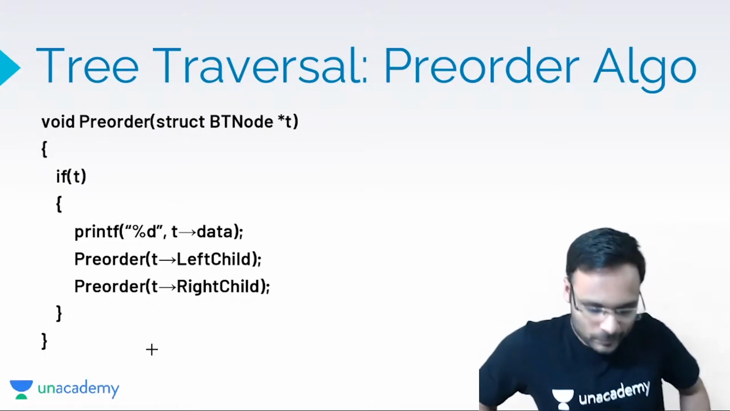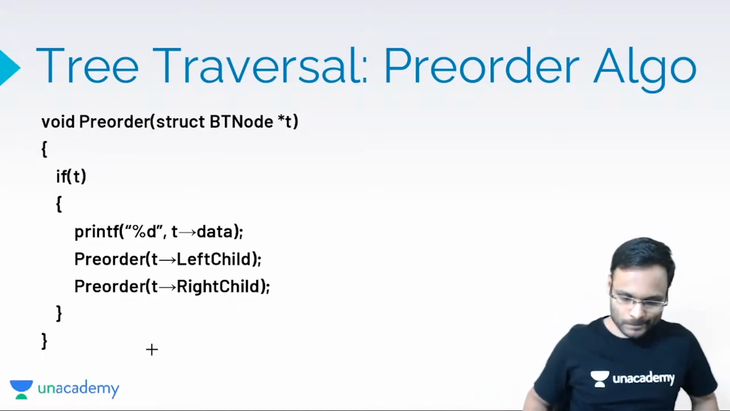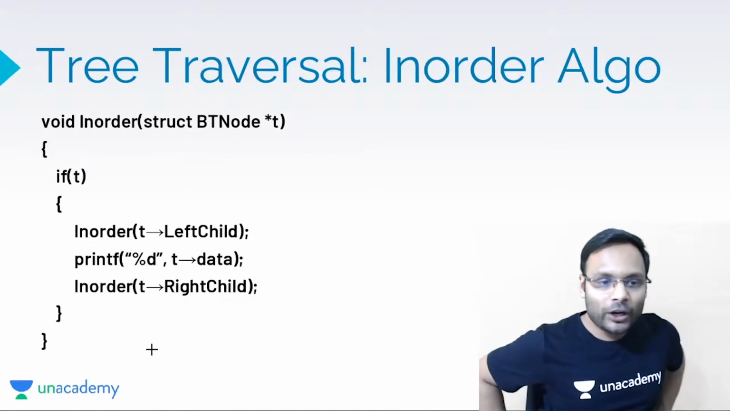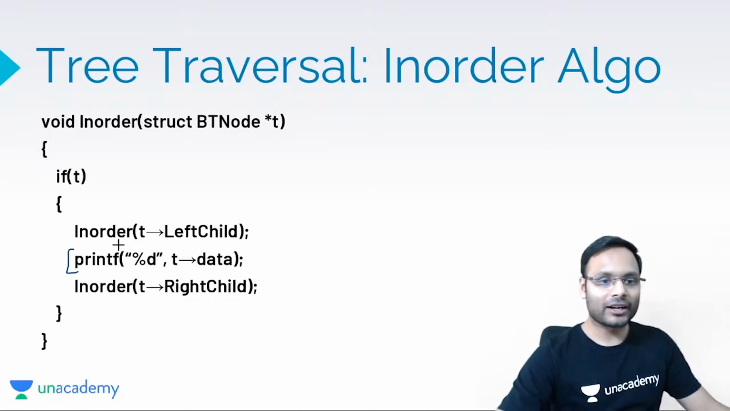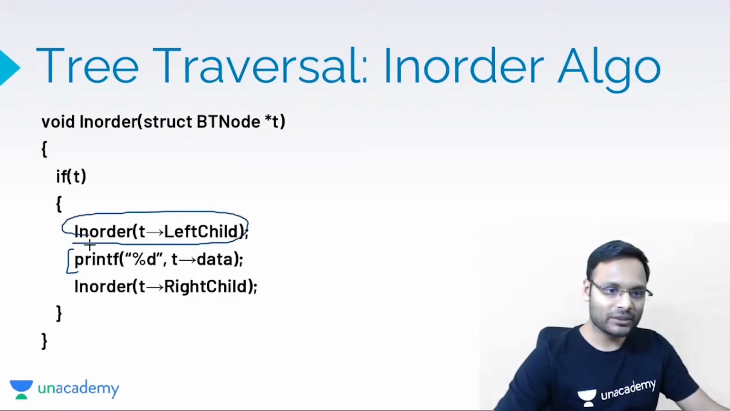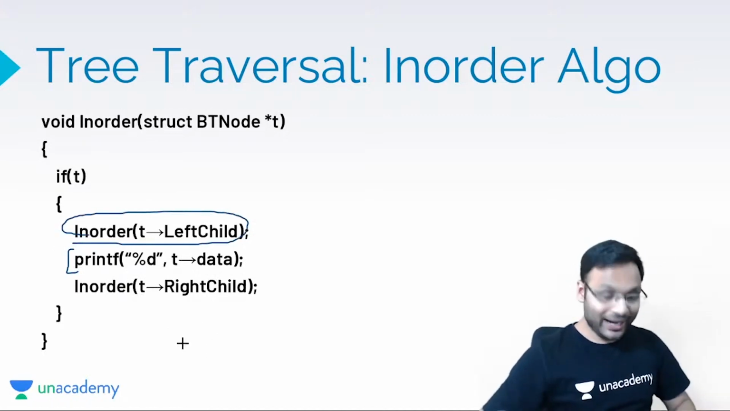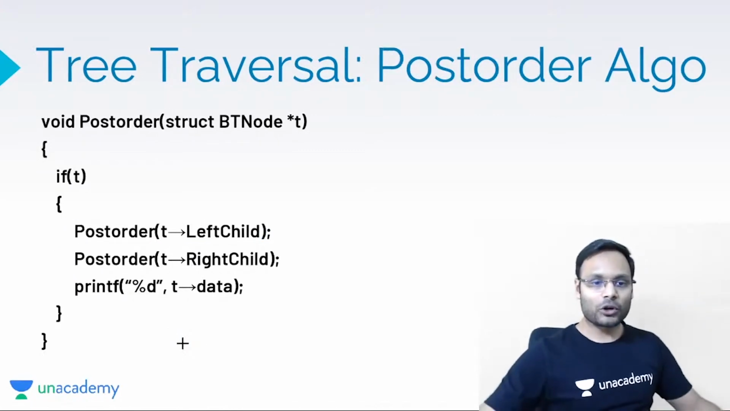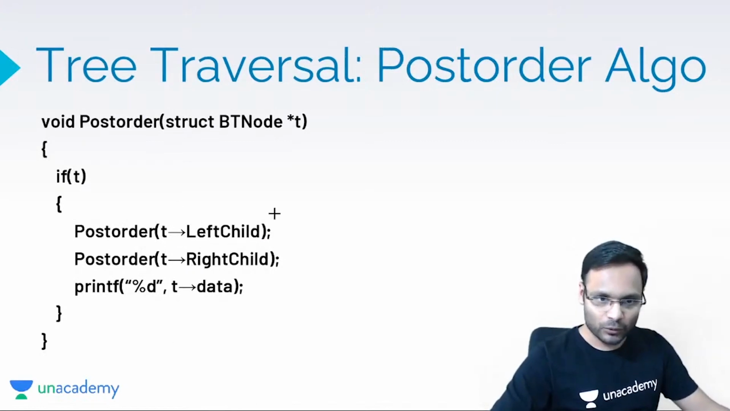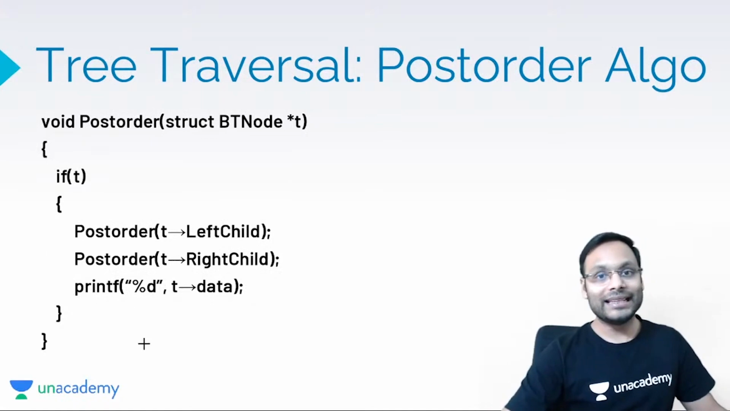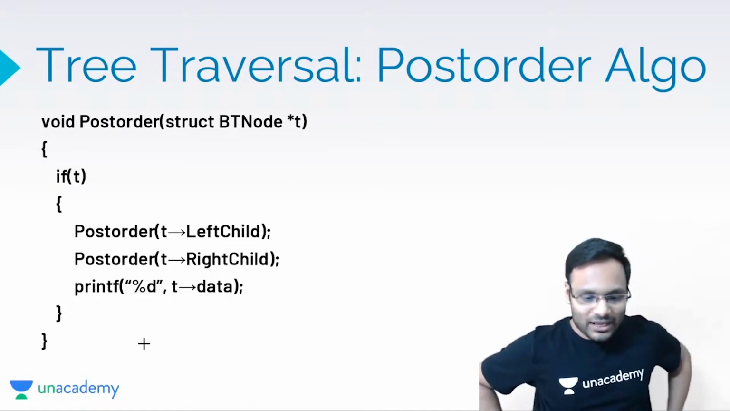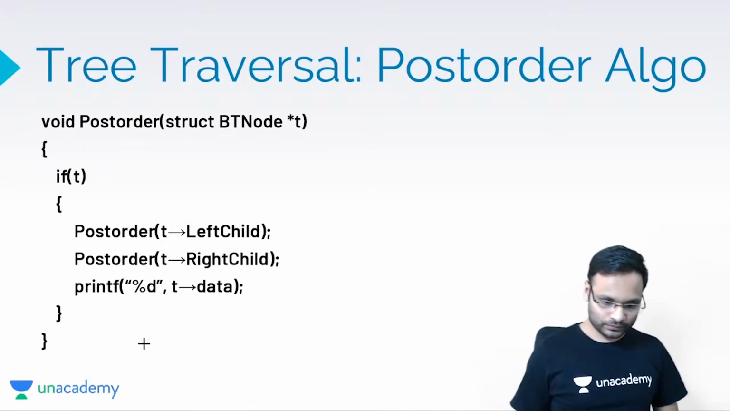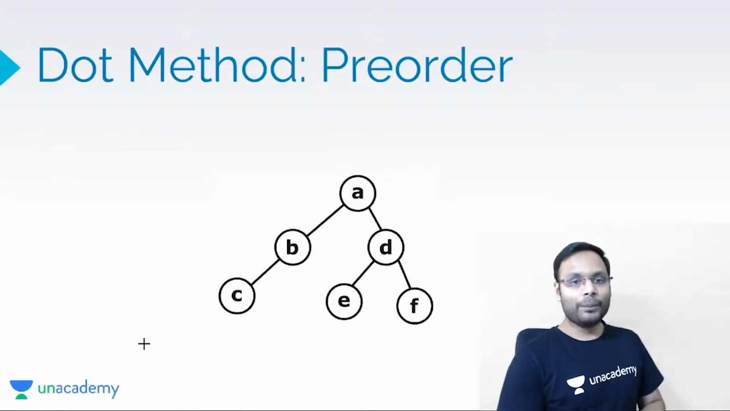For in order, only the printing changes. We will print the value after traversing the entire left subtree, then print, then the right subtree. And then for post order, printing will be at the end. First of all post order recursively for the left child, then the right child, and then print the data at the end. Why? Because in the post order we traverse the current node at the last, after its left and right subtree. Okay, fine. चलिए अब dot method.